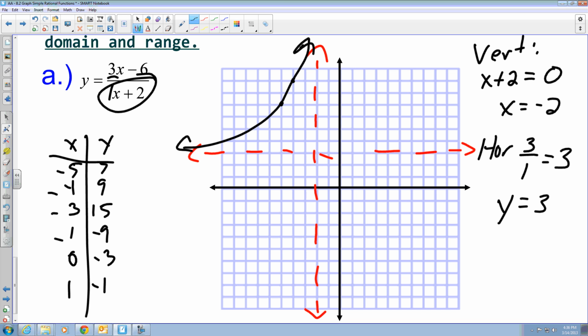Now I have -1 and -9, so it looks somewhere over here. 0 and -3, and 1 and -1. So it looks something kind of like this.